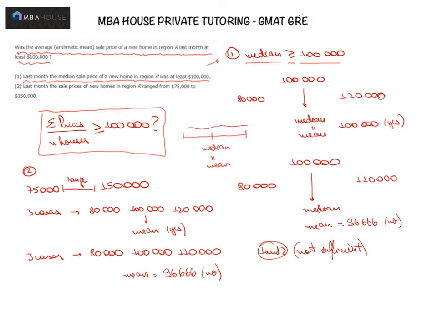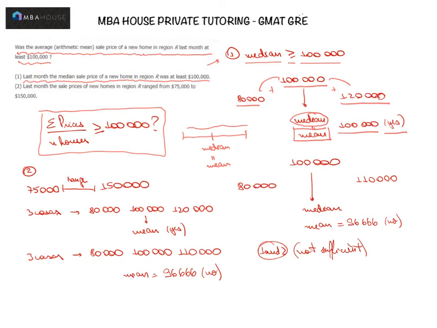I will consider that I only have 3 houses in region R. 100,000, my median, 80,000 and 120,000. It's symmetric because minus 20,000, plus 20,000. So you can do the calculations, or it's obvious that the median is equal to the mean. So the mean is 100,000. I'm answering yes to the question.